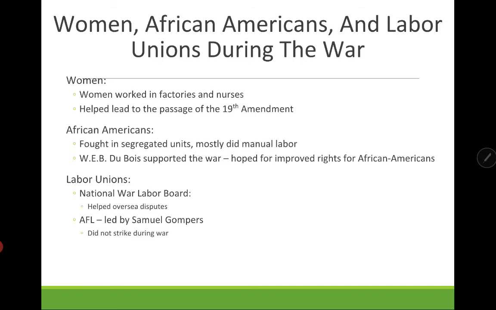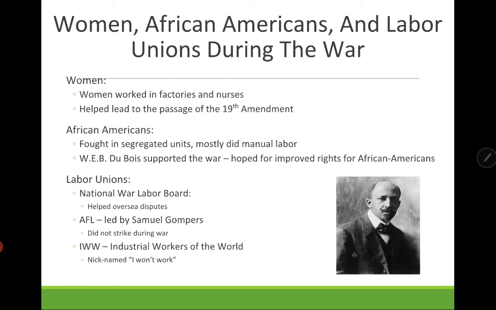Labor unions try to work with the government, and they sign agreements not to strike during the war.